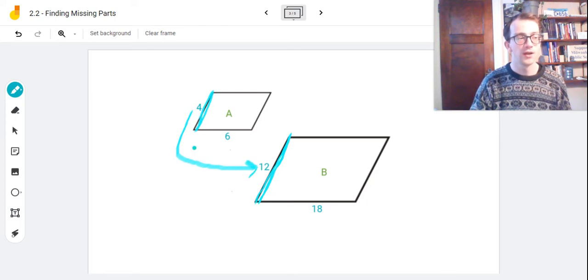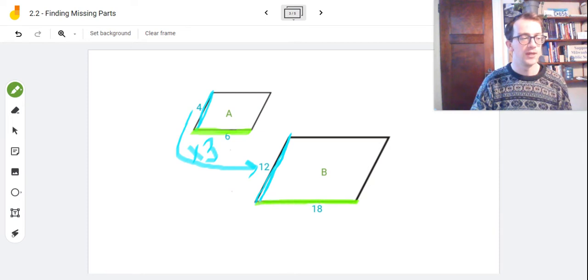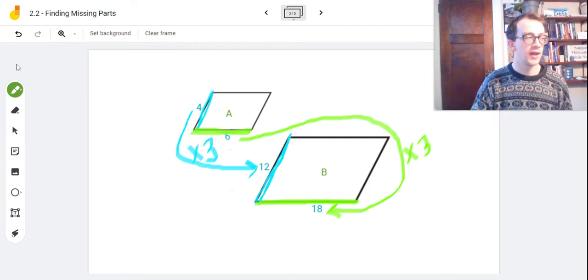I'm saying 4 times something is going to cause it to grow into 12. How many times bigger is 12 compared to 4? I know, this is one I have memorized, I know 4 times 3 equals 12. I can check my work and make sure that that's true for all sets of corresponding sides. And I know that the base, the long side 6 of parallelogram A, corresponds to the base long side of parallelogram B. And so I'm going to ask myself the same question. 6 times what will cause it to turn into 18? I know 6 times 3 equals 18.